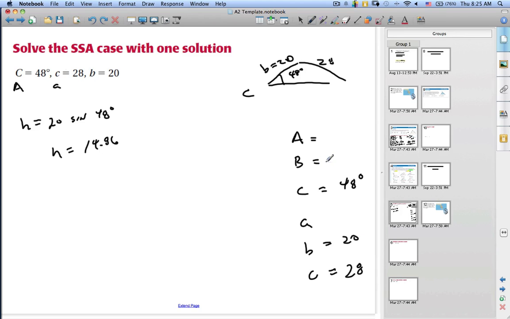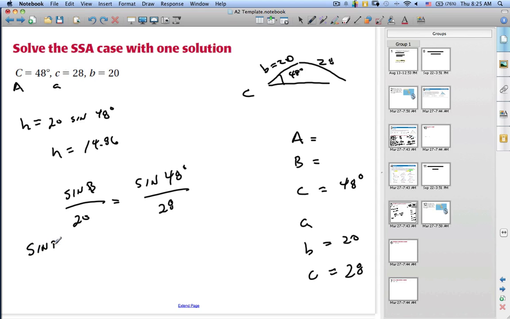Now, the next thing I can really find is angle B. So I know that the sine of B divided by the length of side b is equal to the sine of C, which is 48 degrees, divided by the length of side c, which is 28. You'll notice in the previous example, I used a ratio that put the side on top because I was looking for a missing side. Now that I'm looking for a missing angle, I put the angle on top.